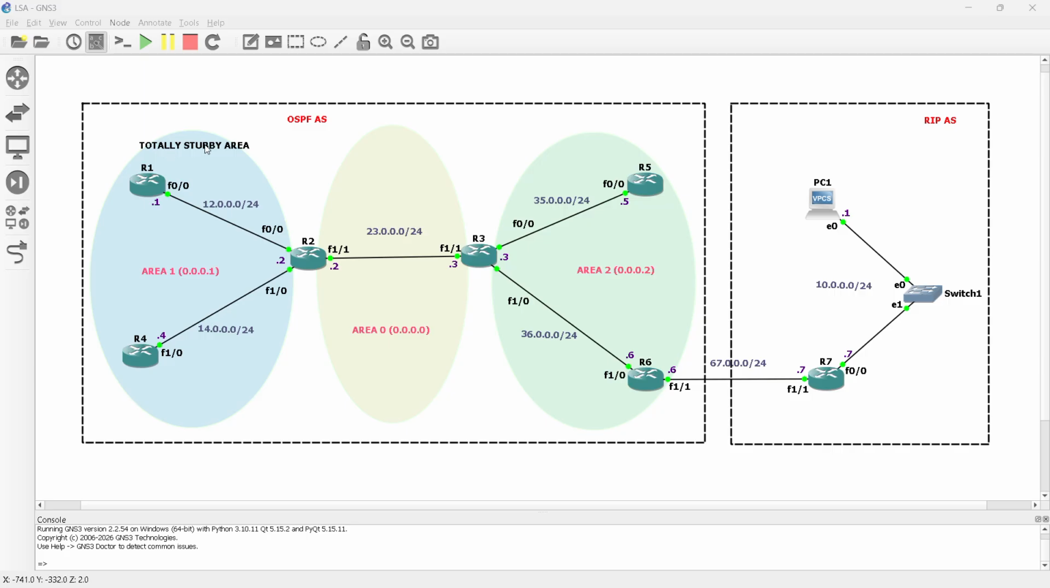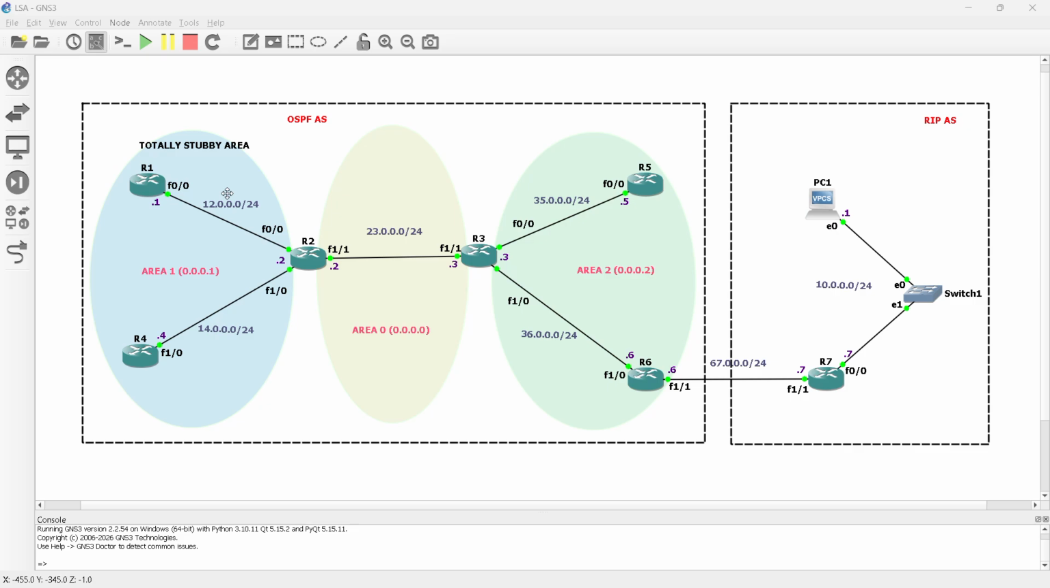So in totally stubby area, what was happening is we were only left with type 3 LSAs, right? After our stubby area, in the network LSA we had our normal networks 23, 35, and 36. And for external LSAs, we had default route, right? But in totally stubby area, what we do is we tell our ABR to stop summarizing the LSA, and after that, we are only left with the default routes. This was happening in totally stubby area.